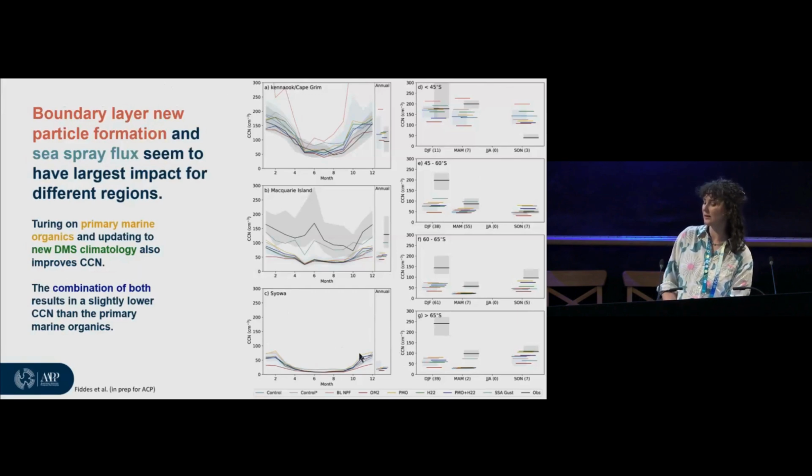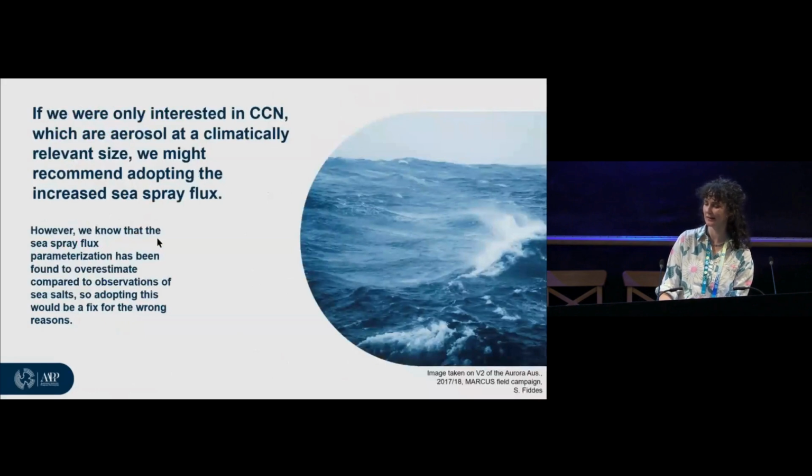And again, our boundary layer new particle formation change and our sea spray flux change have the largest impacts. Turning on our primary marine organics and changing to a new DMS climatology also does improve CCN. I'm sorry, you can't really tell from these plots because there are a lot of lines, but you will have to trust me on that. And combining both of these two simulations results in a still improved CCN, but slightly lower than the two individual runs. They kind of cancel each other out in a way.